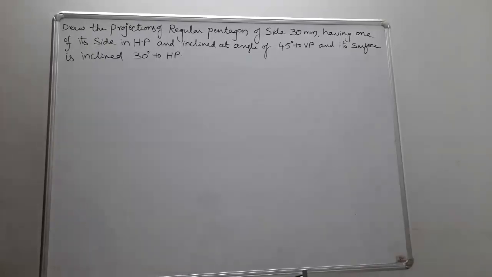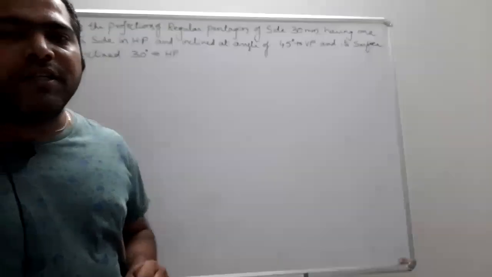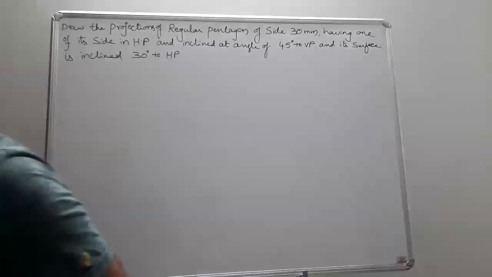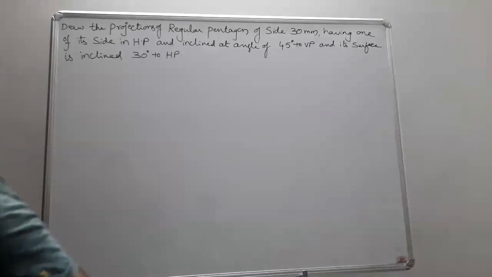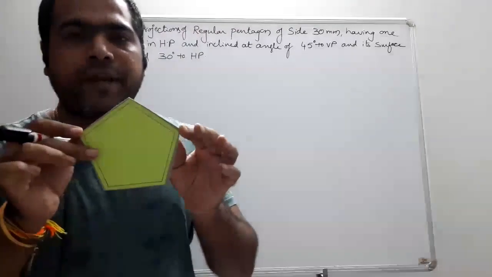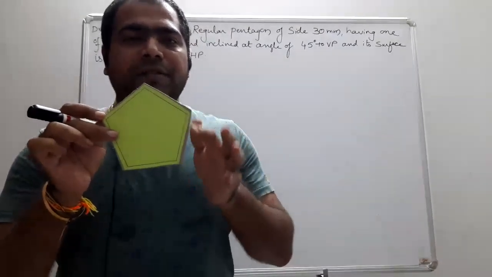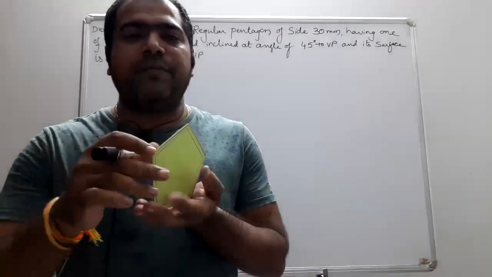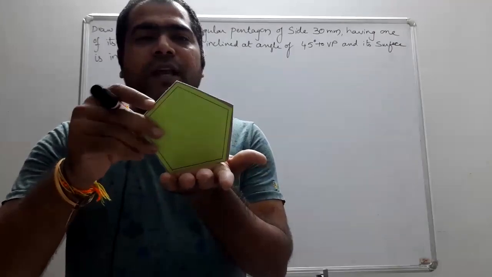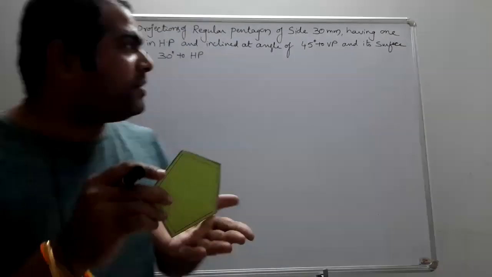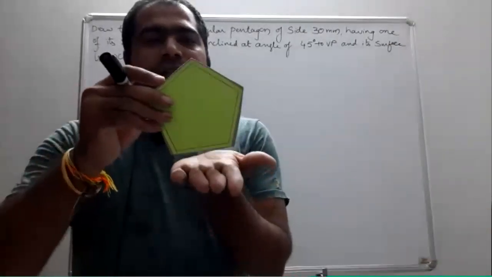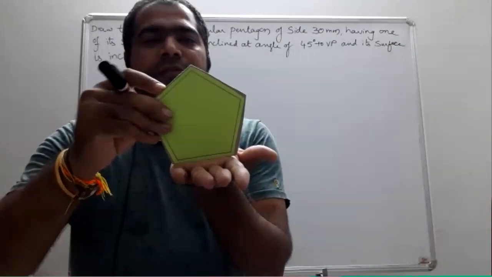So all of you just read the problem and tell me what is the edge inclination, what is the surface inclination. Let us see, this was the pentagonal plane, regular pentagon of side 30, such that one of the side is in HP. And this edge is making an angle of 45 degrees to the VP. So is it possible, when the edge is resting on HP, to make 45 degrees to VP? No.